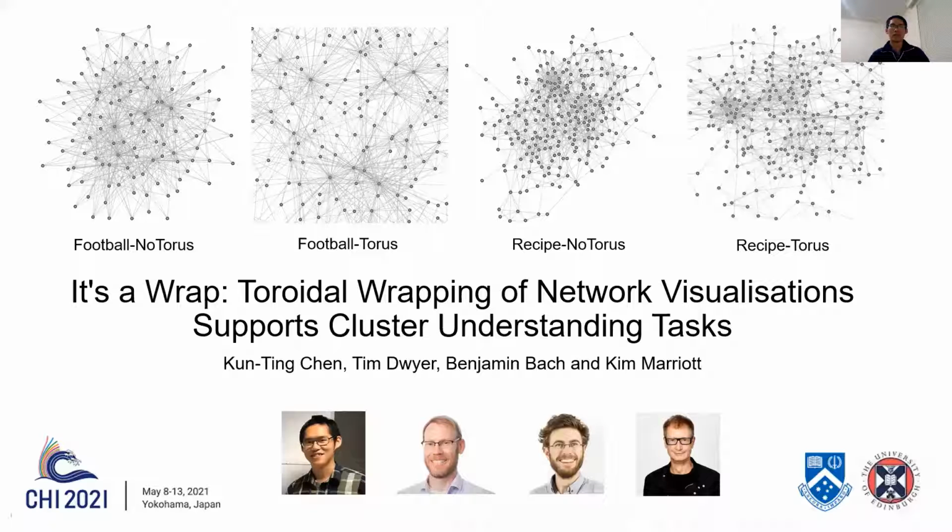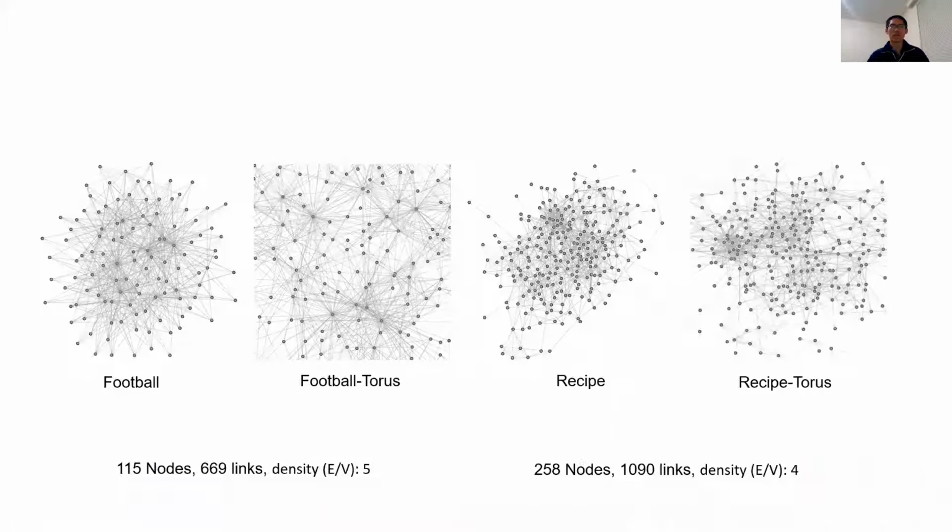It's a wrap: Toroidal wrapping of network visualizations supports cluster understanding tasks. This is joint work with Tim Dwyer and Marriott from Monash University and Benjamin Bach from the University of Edinburgh.